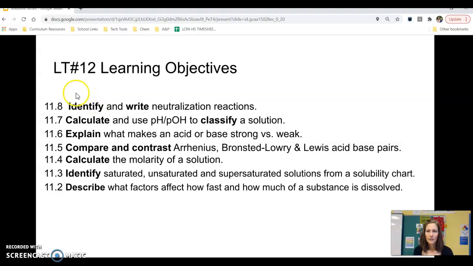These are our 8 learning objectives for this learning target, and so we're going to describe, identify, calculate, compare, contrast, explain, calculate, and then again identify and write related to solutions, acids, and bases.